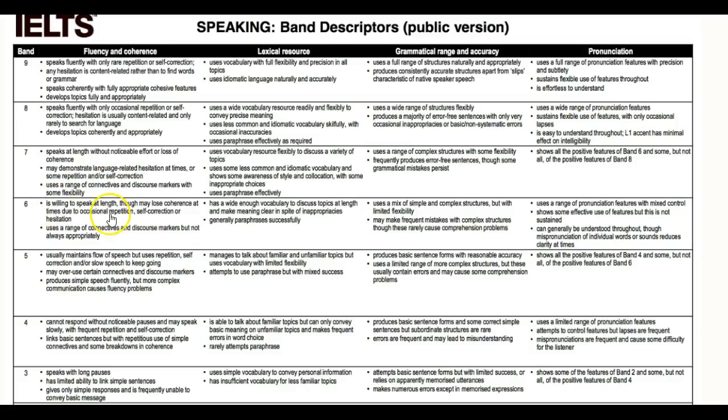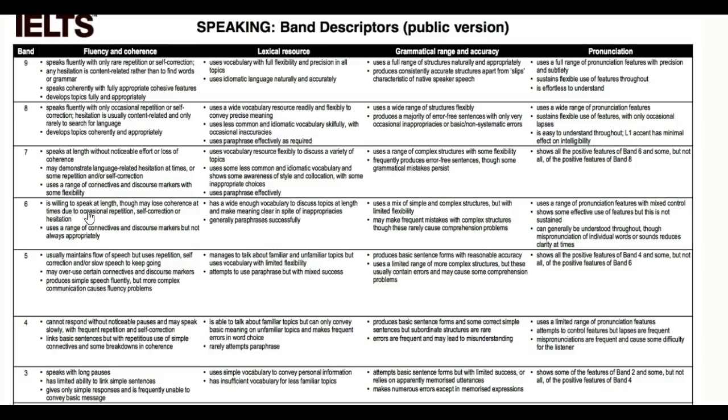So look at how the 6 differs from the 7. Here, you're willing to speak at length. So it's like you want to speak at length, but you might not always manage it. Here, you might lose coherence, and that loss of coherence might be because you're repeating yourself, you're self-correcting, or maybe just because of a lot of hesitation. You're pausing, a lot of ums, a lot of thinking. So that's going to be pretty characteristic of a 6. Now, here, you may use connectives and discourse markers, but they're not always 100% accurate. So essentially, what's the takeaway from the 6? You're doing what you're supposed to do, but you're not really super fluent about it.